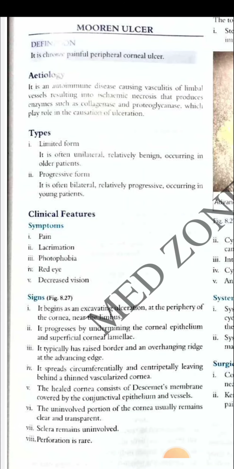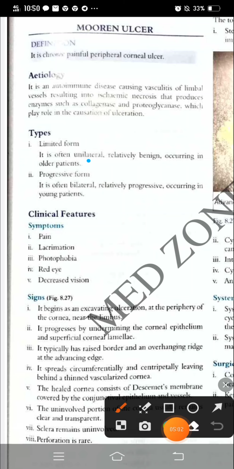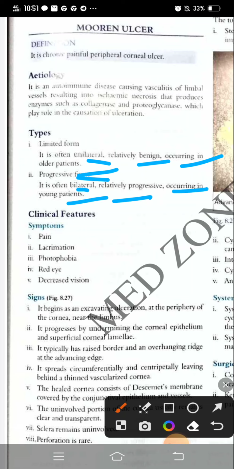Now let's talk about its types. It has two types: one is the limited form and the other is the progressive form. In the limited form, it is a unilateral condition. It is benign. You know what benign is? A defect that remains localized to a particular site and does not invade other sites is known as benign, and it occurs in older patients. In the progressive form, it is often a bilateral condition, and there is relentless progression. So we can say that it is a malignant condition and it occurs in young patients. It is not exactly malignant.